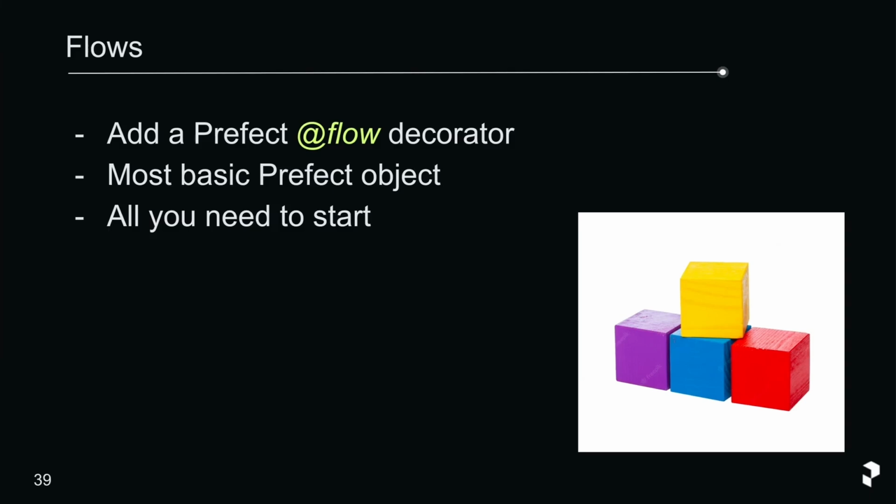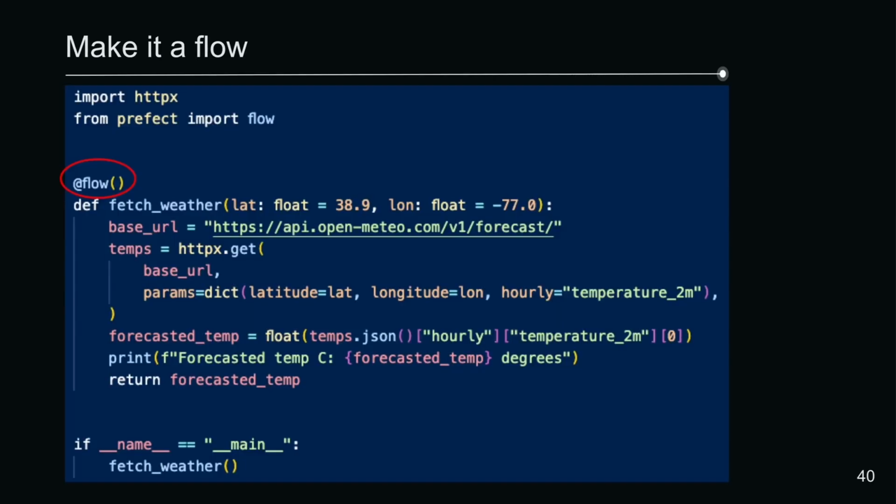What we're going to do now is transform it into a Prefect flow by using the flow decorator. So this is the most basic Prefect object to get started with using Prefect, and really it's fairly easy to implement. All you have to do is add a flow decorator to that previous example that we were just taking a look at. And of course, you're going to import flow from the Prefect library as well.